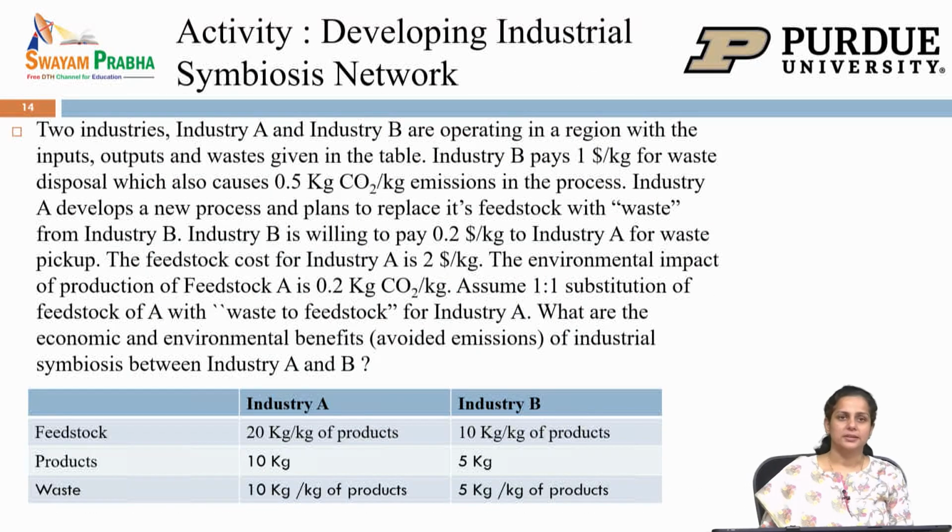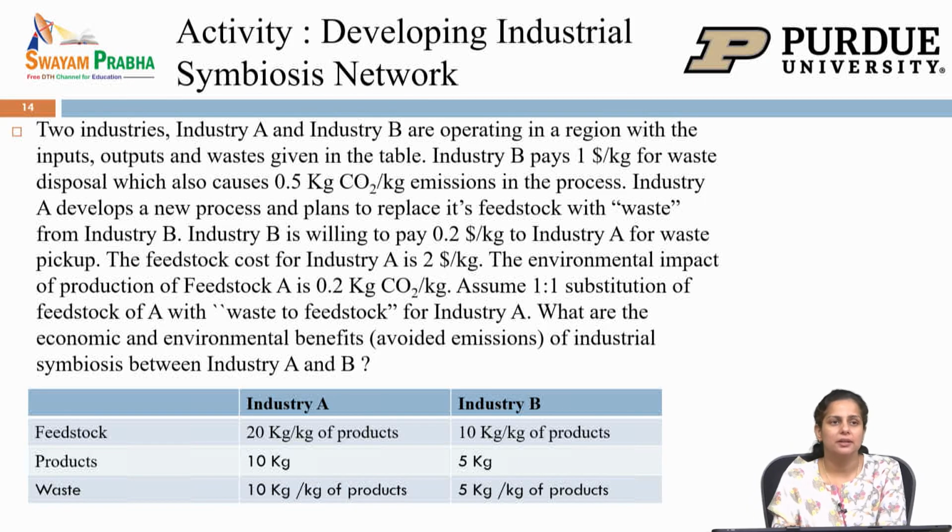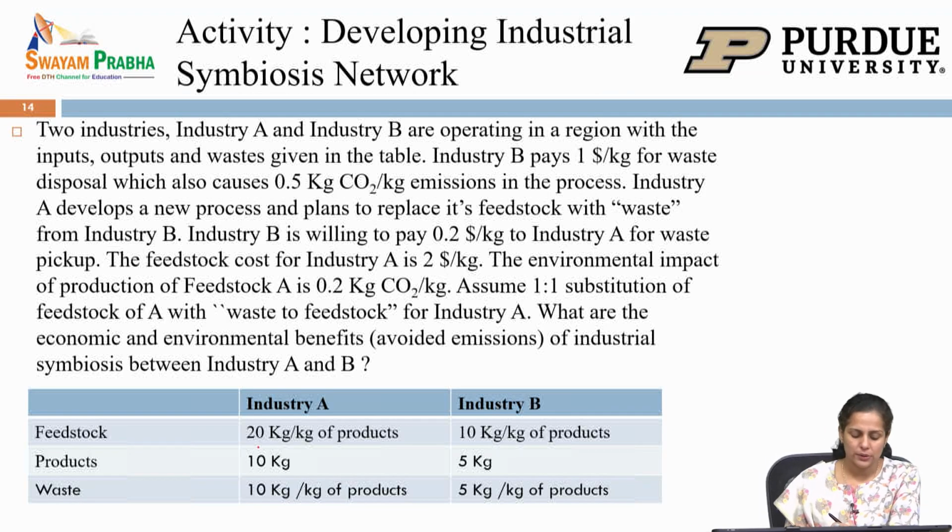So, let us look at this activity. Here we have two industries, industry A and industry B. Industry A requires about 20 kg of feedstock per kg of product. It is making 10 kg of product, and it is creating about 10 kg of waste per kg of product. Similarly, industry B requires 10 kg of feedstock per kg of its product. It is making 5 kg of product, and it is creating 5 kg waste per kg of product.